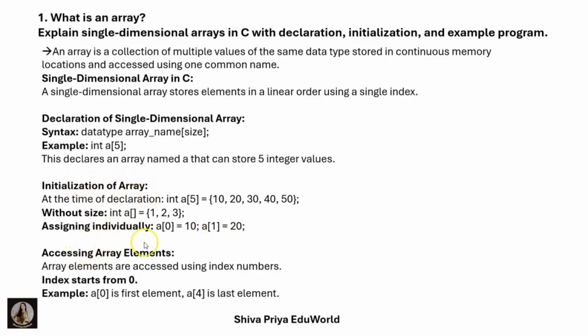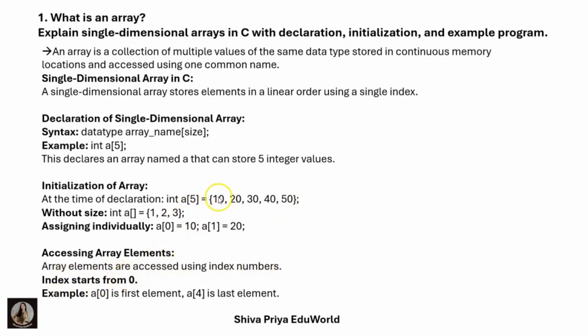And the next one is accessing array elements. As I told you earlier, using the index of that array, I can easily access any element inside the array. Array elements are accessed using index numbers. Index number A of 0, A of 1, A of 2. If I want to access 50, I have to give A of 4 because array index starts from 0. This is the 0th index, first index, second index, third index and fourth index. Clear? I can easily access by using index numbers.